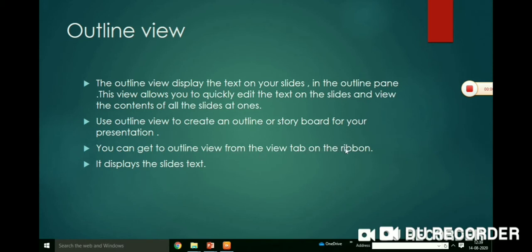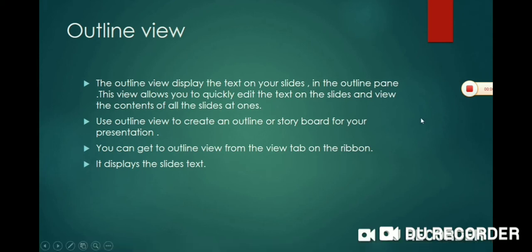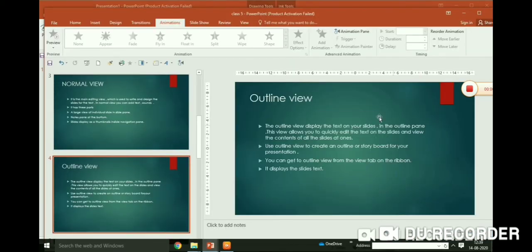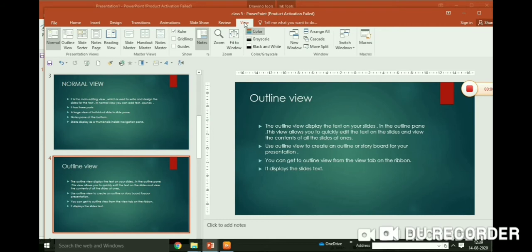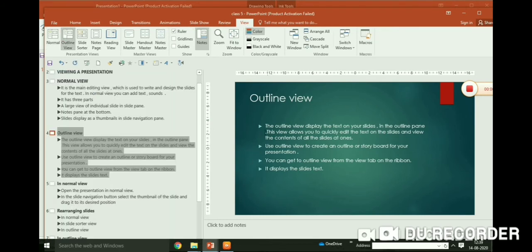The steps to insert outline view. Just look here at what the steps are. Firstly, click on the View tab, then select the Outline option. Now you can see that the outline pane is here. This is the outline pane. You can edit any text here. You can write down any text, and this will automatically be added in your outline pane.